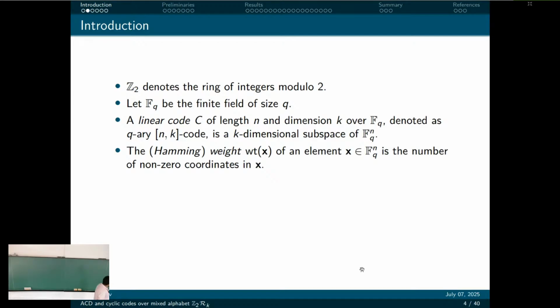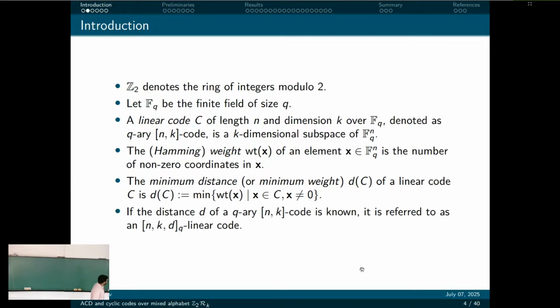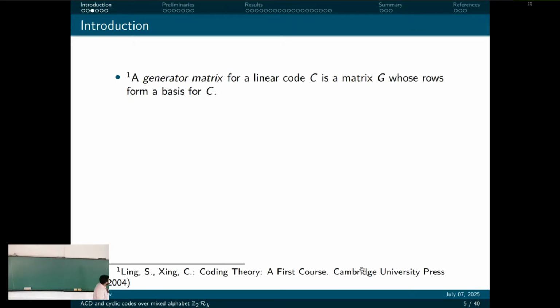The Hamming weight of an element x is the number of non-zero positions in x, and the minimum distance or minimum weight, denoted by d(C), of a linear code is the minimum weight of all non-zero codewords of C. If we have a linear code [n,k] with distance d, then we say it is an [n,k,d] linear code. A matrix G is said to be a generator matrix of C if its rows form a basis for C. That means they are linearly independent and a spanning set for C.